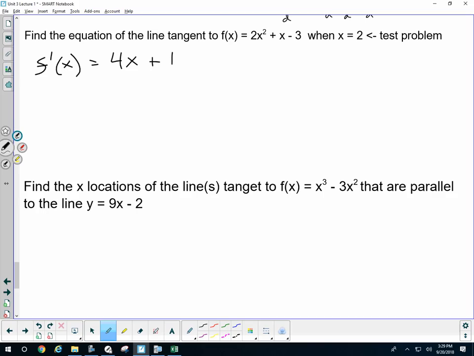Is that the equation of the tangent line? Discuss with your neighbors. So equation of a line, right? 4x plus 1, that's the line, so that must be the equation of my tangent line. Discuss with your neighbors. Is that my answer?